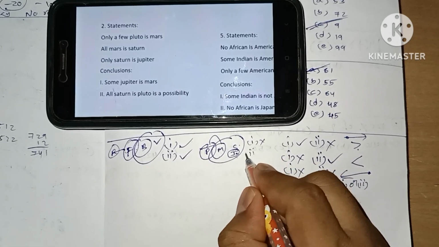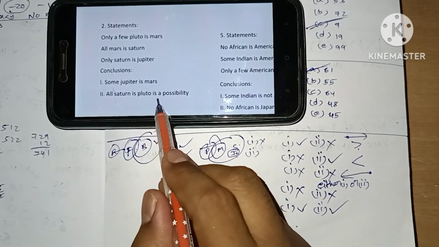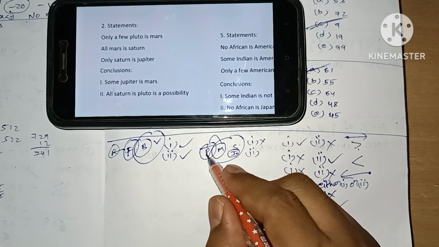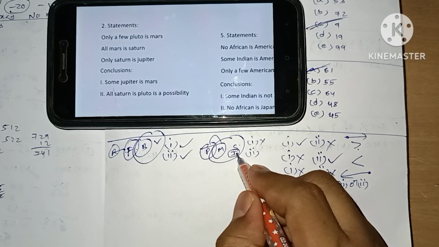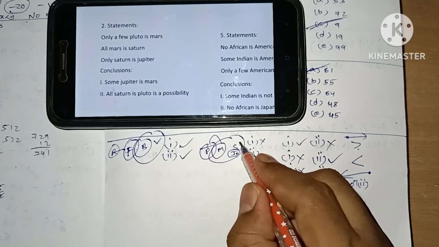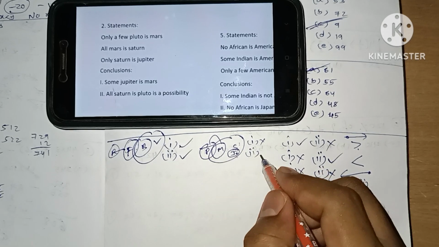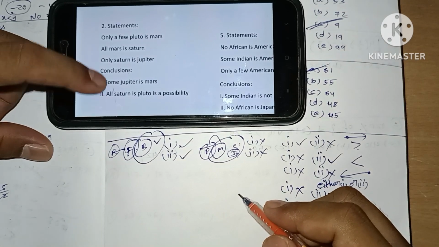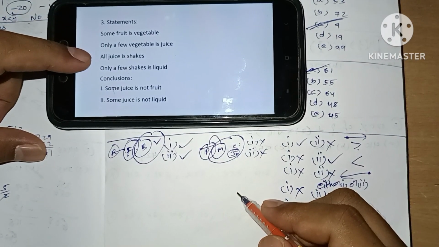Second conclusion, all Saturn is Pluto is a possibility. All Saturn can be placed inside Pluto. Is it possible? No, because of this Jupiter. Jupiter shares only with S. It cannot share with P. So the second conclusion is false. Next, third question.